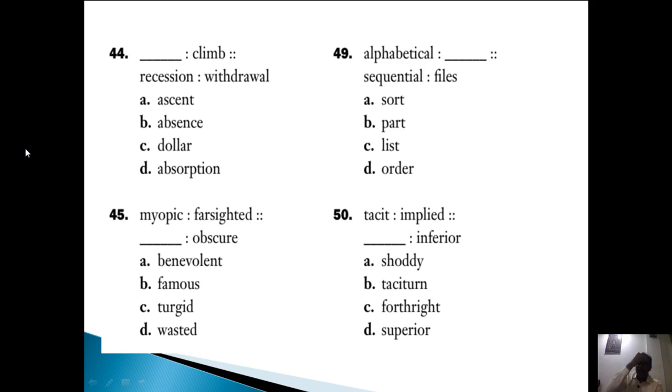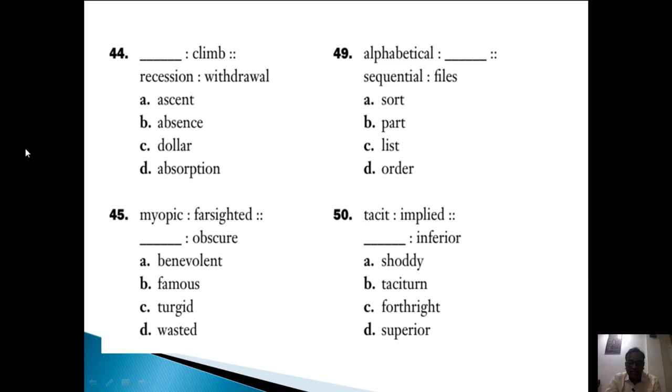Alphabetical equal to what, as sequential equal to files? Options are sort, part, list, and order. Alphabetical describes the ordering of a list, as we all know, and sequential describes the ordering of files. This is the relation.